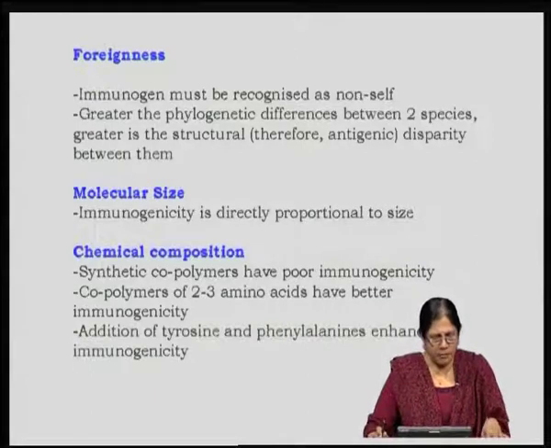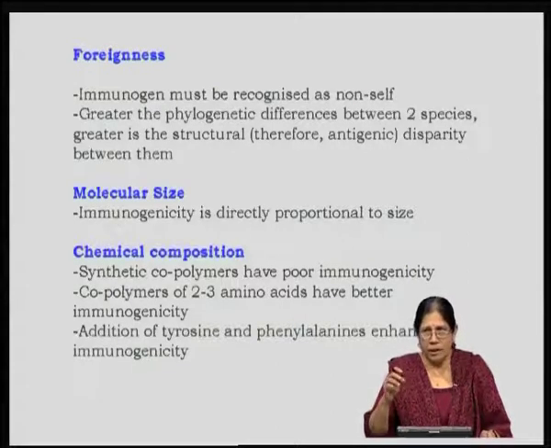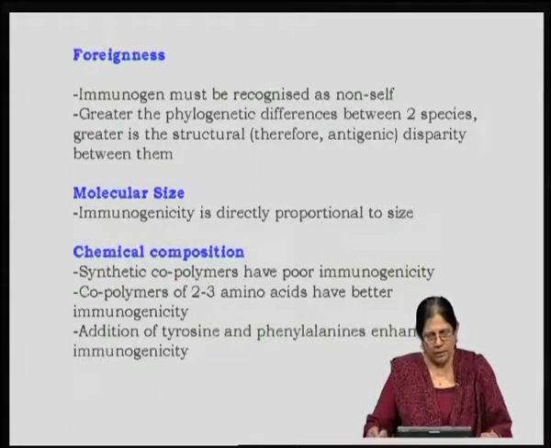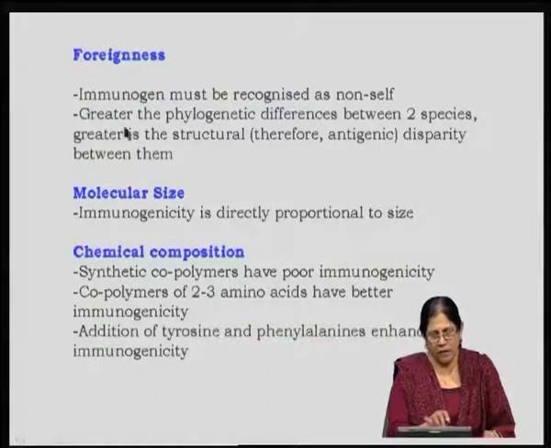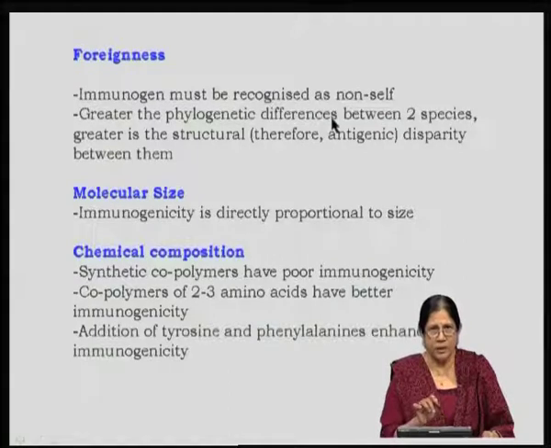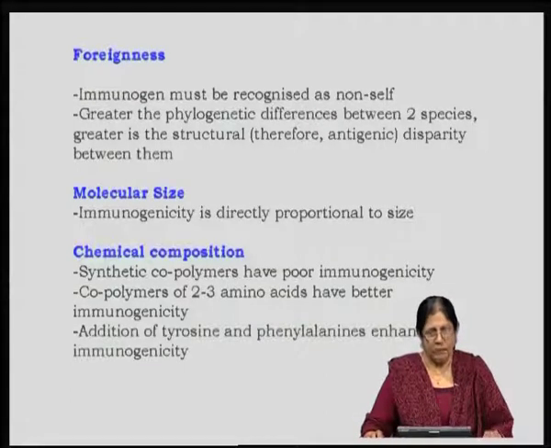An individual from one species would be able to recognize albumin from another, but because of similarities seen between species that are closely related, one can say that a host would recognize albumin from a species to which it is not closely related. Therefore, the greater the phylogenetic differences between two species, the greater is the structural disparity, and therefore the antigenic disparity between them. Species which are phylogenetically far from each other would definitely be able to mount an immune response to one another's molecules. I have already given you the example of albumin.